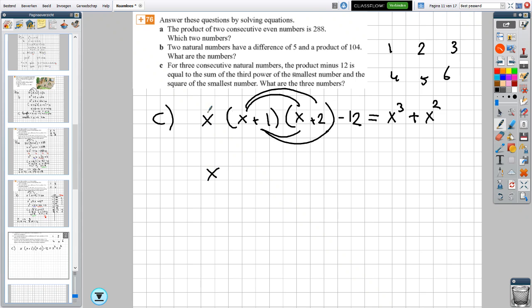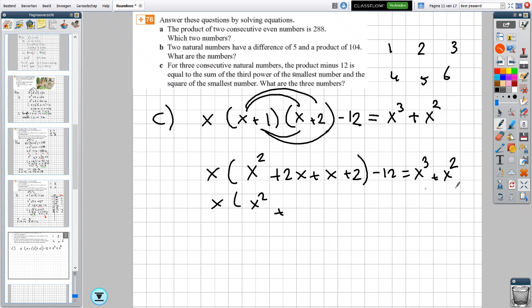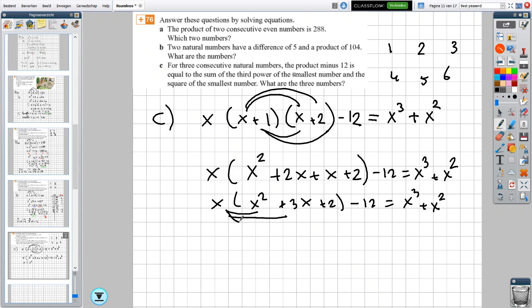So leave this x here, which is going to be multiplied by the result of this, which is x squared plus 2x plus x plus 2. Close my brackets, minus 12 equals x to the power of 3 plus x squared. Here I can first simplify. x squared plus 3x plus 2 minus 12 is x to the power of 3 plus x squared. Multiply out the brackets now, like this. x to the power of 3 plus 3x squared plus 2x minus 12 equals x to the power of 3 plus x squared.